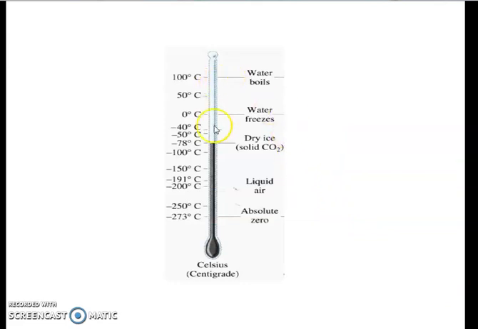If we look at this one, absolute zero means the lowest possible temperature. In this scale it is minus 270 degrees centigrade. Water freezes at 0 degrees centigrade, and water boils at 100 degrees centigrade. While dry ice, solid carbon dioxide, will be at minus 78 degrees centigrade.